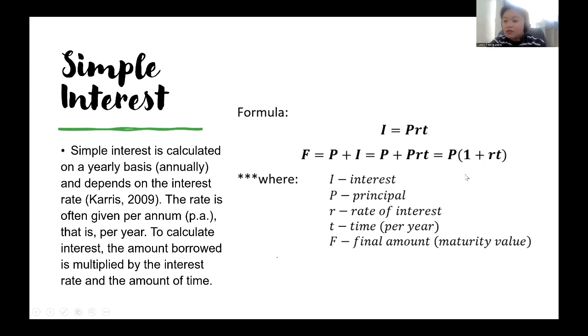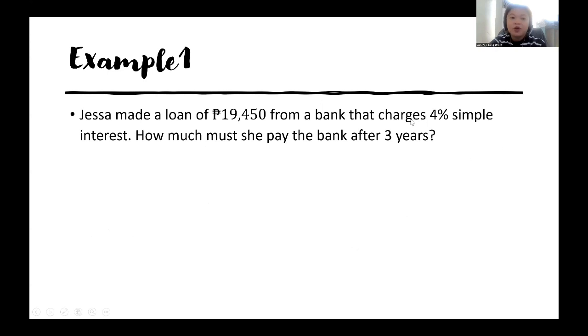You can use any of these formulas depending on what is given in the problem. The most important thing is that you know how to identify the givens. For sure in the exam, most probably they will give the formula, but you have to identify the givens. So let's move on to our first example and go straight to problem solving.